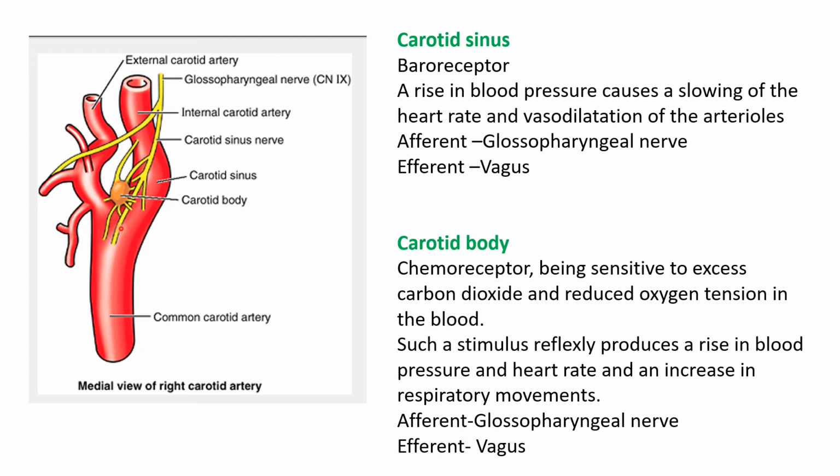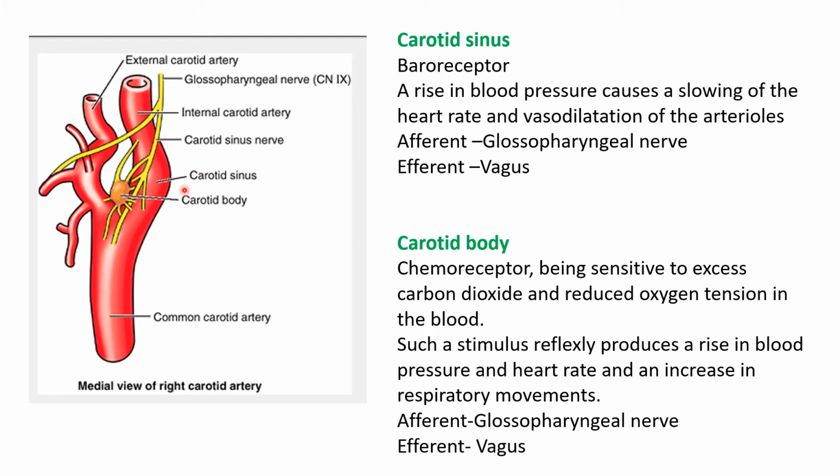At the carotid bifurcation, which is at the level of C4, are present two important receptors which are involved in reflex feedback mechanisms. One is the carotid sinus. The carotid sinus is a fusiform dilatation which is present at the terminal end of the common carotid artery and the beginning of the internal carotid artery. It monitors the blood pressure. A rise in blood pressure is accompanied by a consequent decrease in the heart rate and vasodilatation of the arterioles.